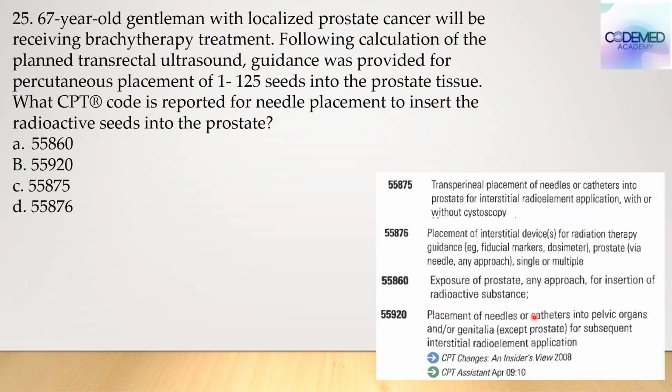This is by the open method. 55920 is a placement of the needle or the catheter into pelvic organ and or genitalia, but except prostate. So we definitely cannot take 55920 and 55860. In between 55875 and 55876, 55875 is transperineal placement of the needle or a catheter into the prostate for the interstitial radio element application with or without cystoscopy, and this is placement of the interstitial device for the radiation therapy.